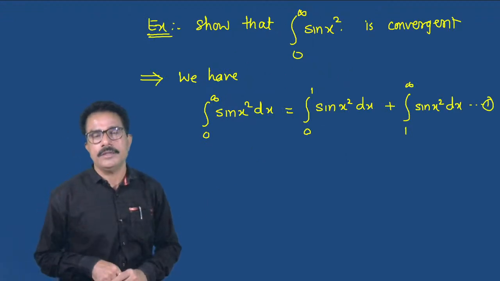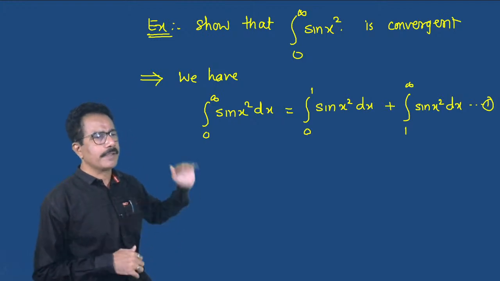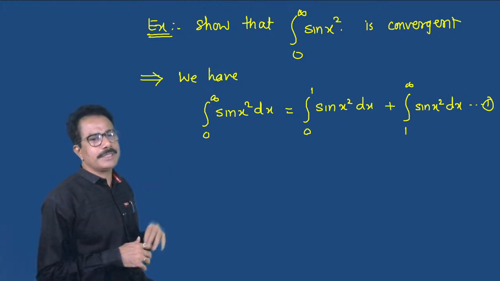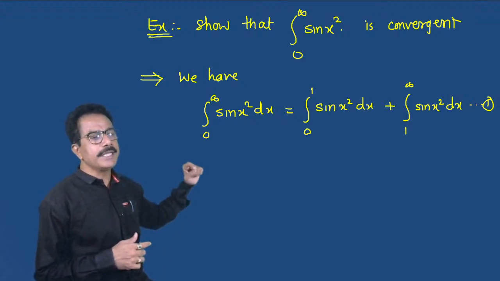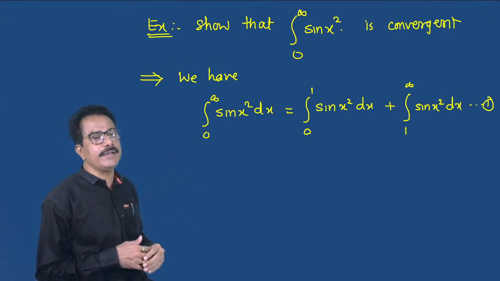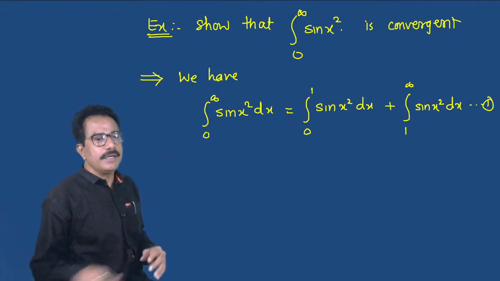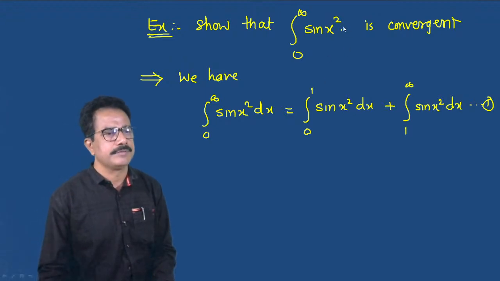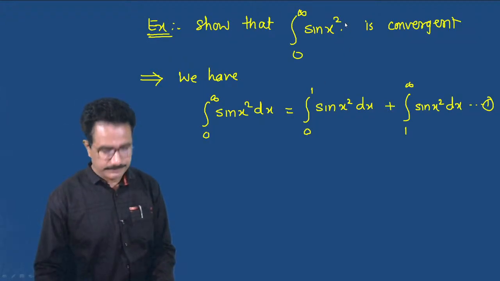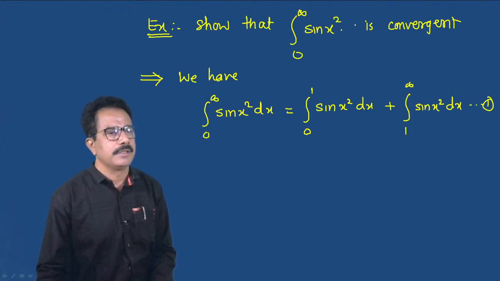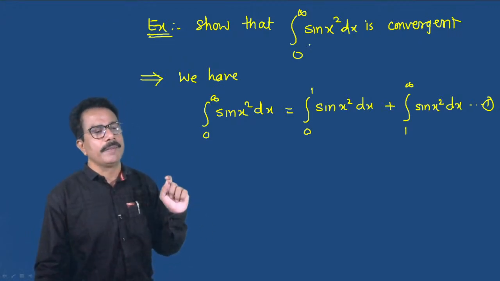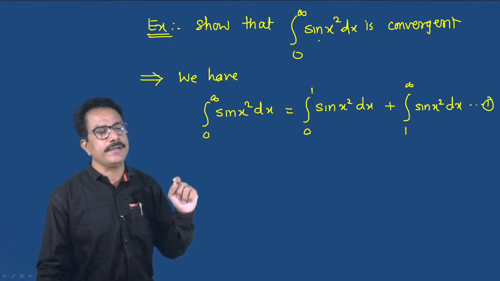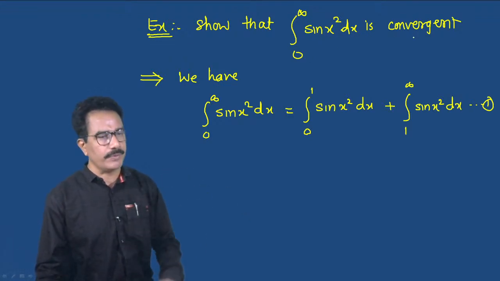Now we shall discuss one problem. Now here we will discuss this problem. Show that integral from 0 to infinity sin of x square dx is convergent. Integral from 0 to infinity sin x square dx convergent.